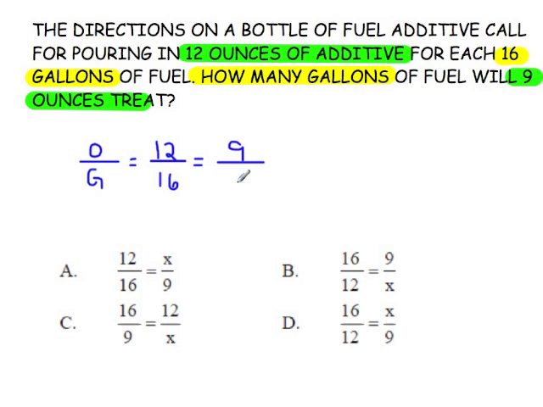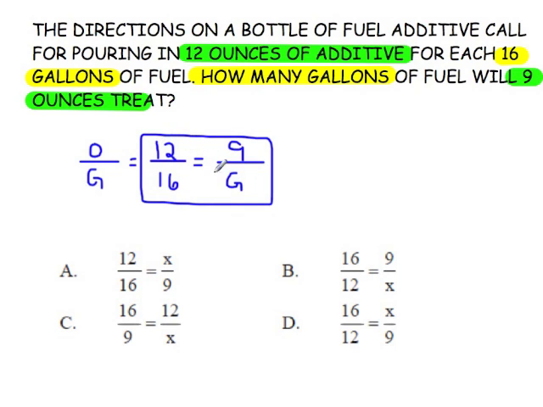It must go on the top. And the bottom then is my G for gallons, or X as they're using in the multiple choice. This would be my setup for solving, but it's not there. There's 12/16, but it's got X over 9. I have 9/G or 9/X, so that can't work. I need to find one down here that would be equivalent to this ratio right there.